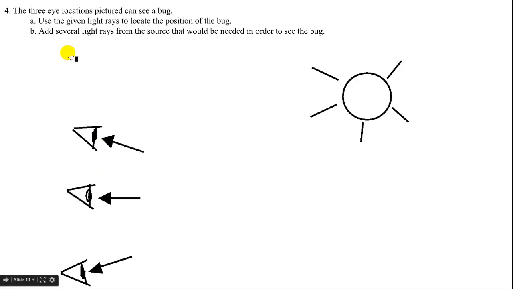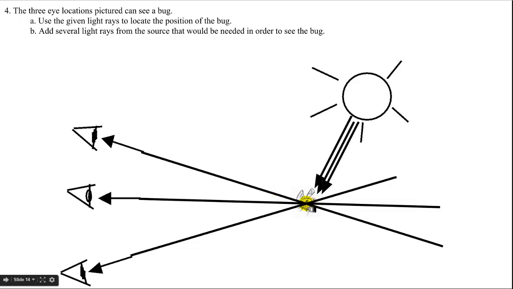Okay, so this says use the given light rays to locate the position of the bug. So we're going to use these rays of light and draw lines backwards to the bug. And then from the bug, this is for part B, from the bug to our light source. So source, straight lines to our object, straight lines to the eyes.